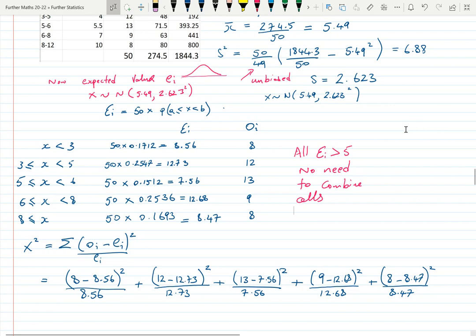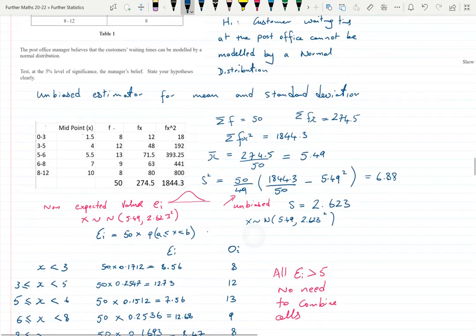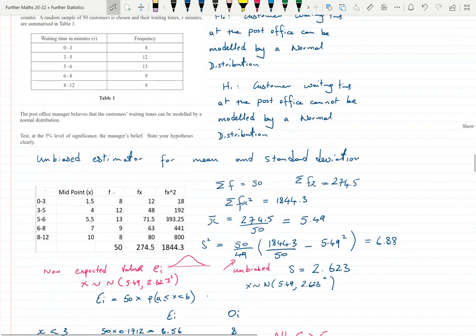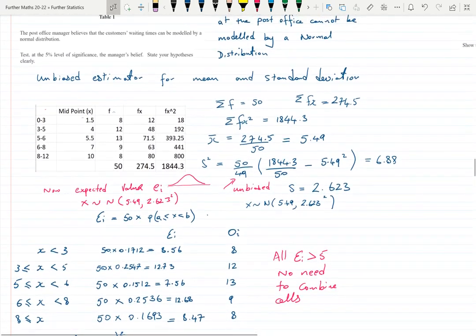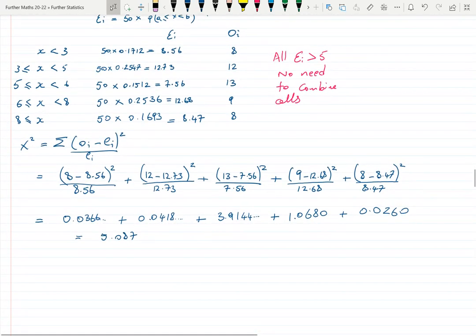Okay, so let's write in the numbers. And I'm getting 5.087. There's my X squared test statistic. Now I need to look up the relevant chi-squared table, but I did mention it earlier on, it feels a while back now, remember we estimated the mean and standard deviation. So we need to take off a further two degrees of freedom.